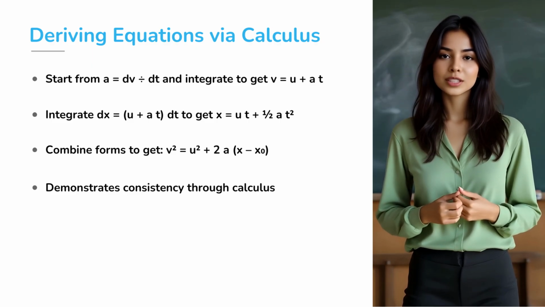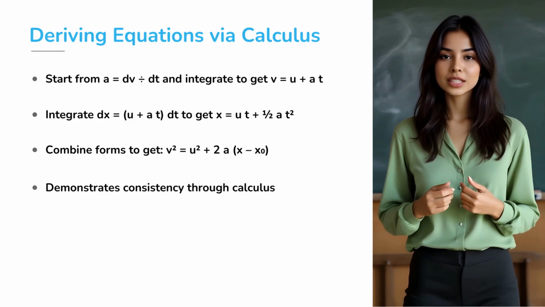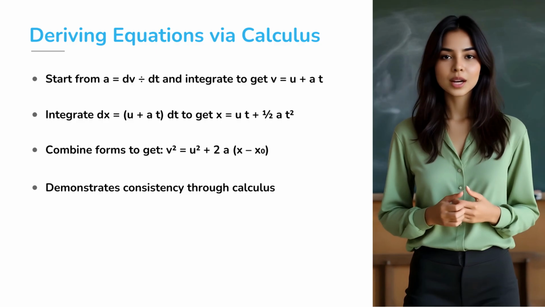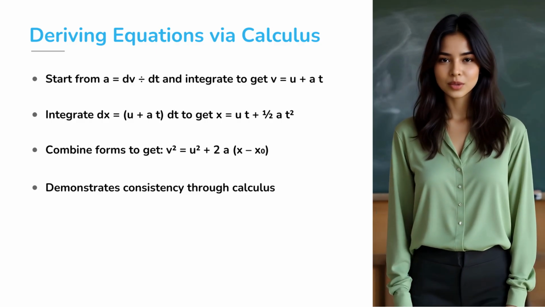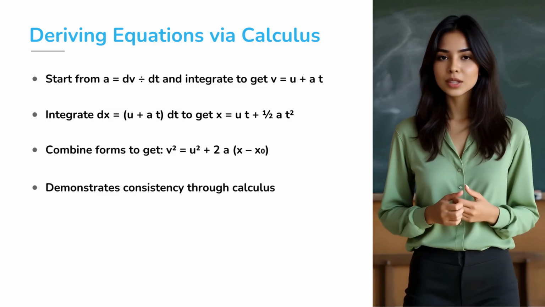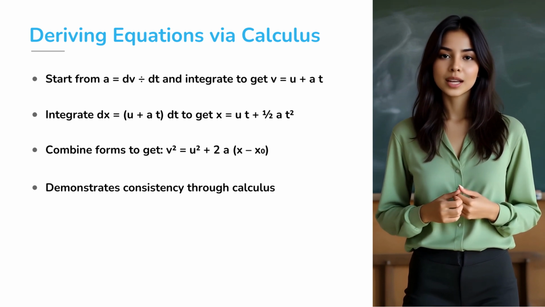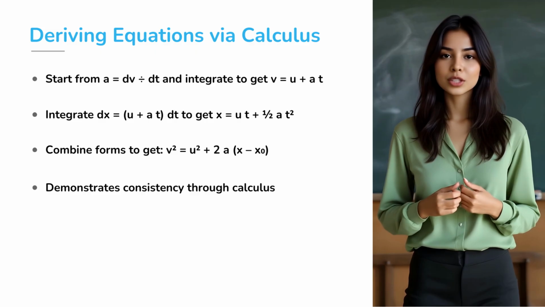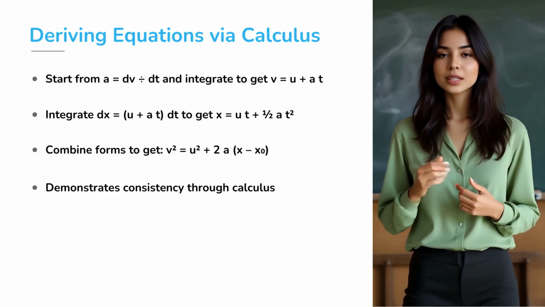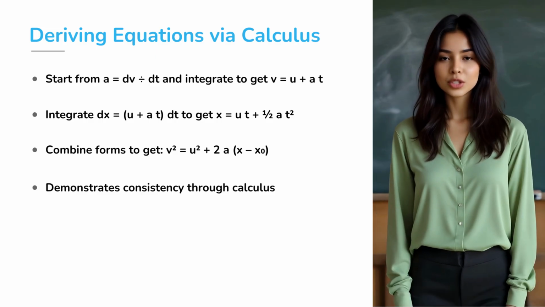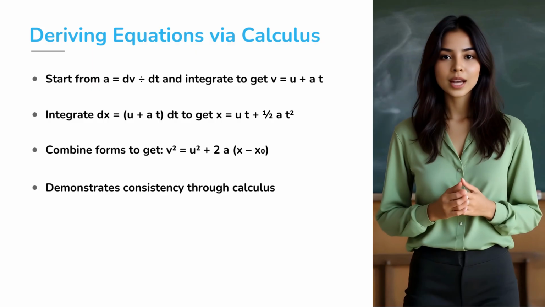Now we know that velocity is also v equals dx divided by dt, the rate of change of displacement with respect to time. Substitute our earlier expression for v. dx equals (u plus at) multiplied by dt. Now integrate both sides. The integral of dx equals the integral of (u plus at) with respect to t. Solving this gives us the second kinematic equation. x equals u multiplied by t plus 1/2 times a times t squared.